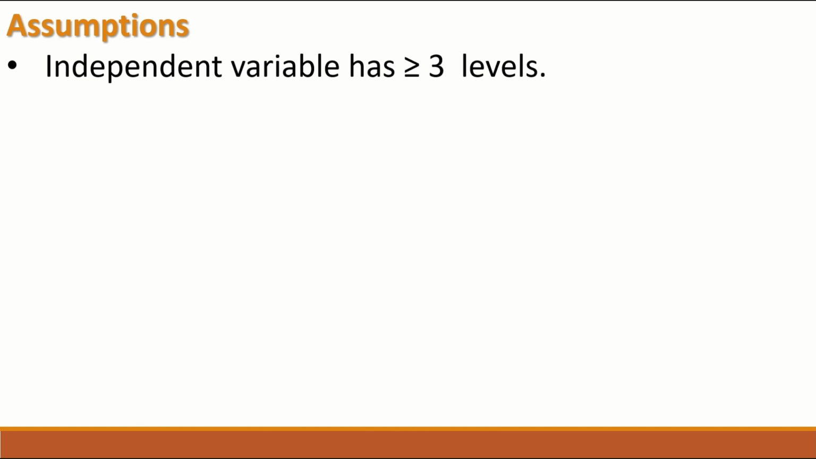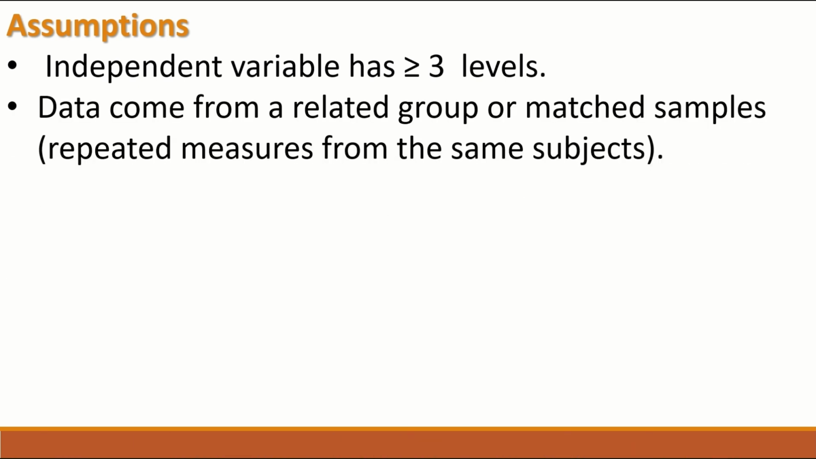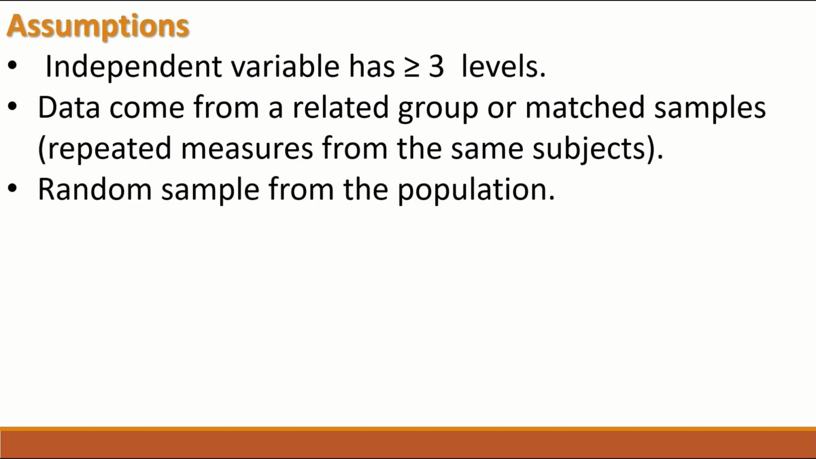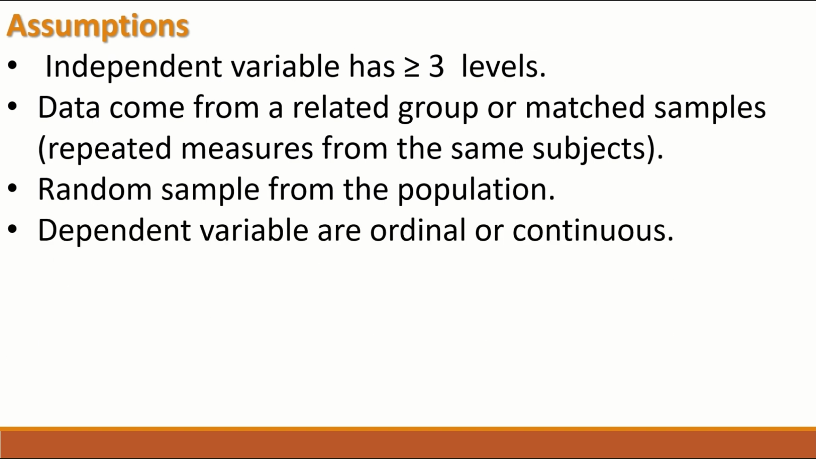Some of the assumptions that are important for the Friedman test are that the independent variable has at least 3 levels, or 3 groups. The data come from related groups or matched samples, i.e. it is repeated measures from the same subject, the same participant participating in the groups. The samples are randomly selected from the population, and the dependent variable can be ordinal or continuous.